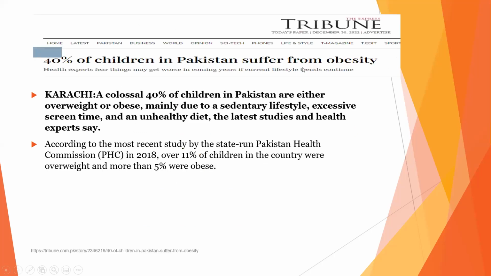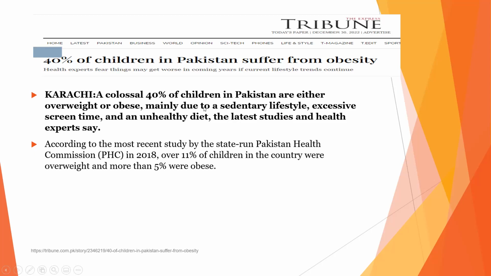Recently, a report was published and it shows that 40% of the children in Pakistan suffer from obesity. It is from Karachi, a colossal 40% of children in Pakistan are either overweight or obese, mainly due to a sedentary lifestyle, excessive screen time, and a high unhealthy diet.